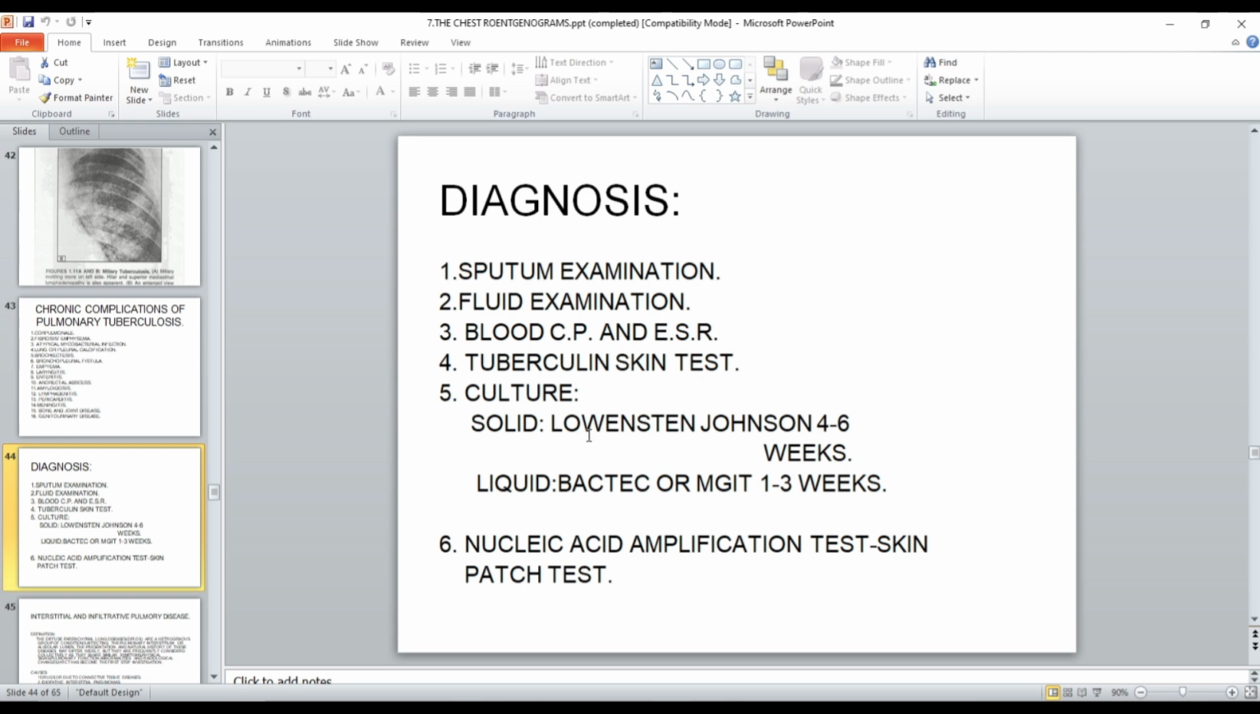Solid culture is Lowenstein-Jensen, which gives results within 4 to 6 weeks. Liquid culture is through BACTEC or MGIT and takes 1 to 3 weeks. Then nucleic acid amplification test or skin patch test.